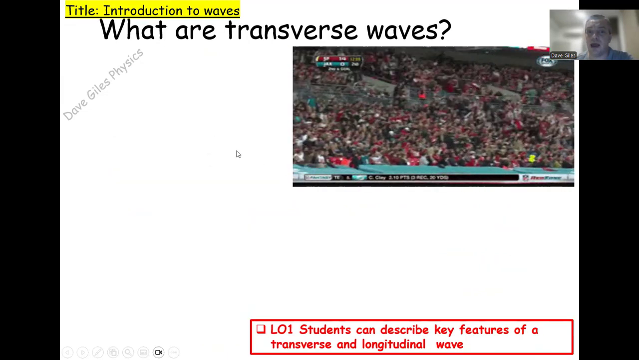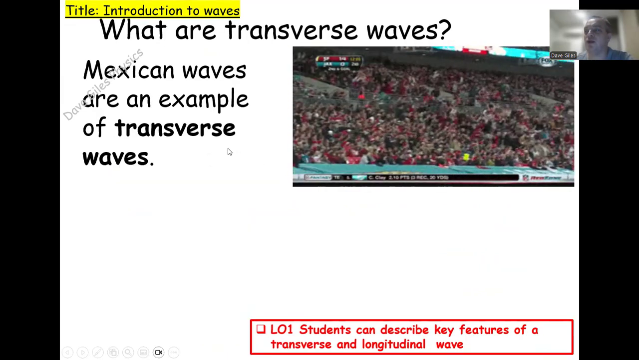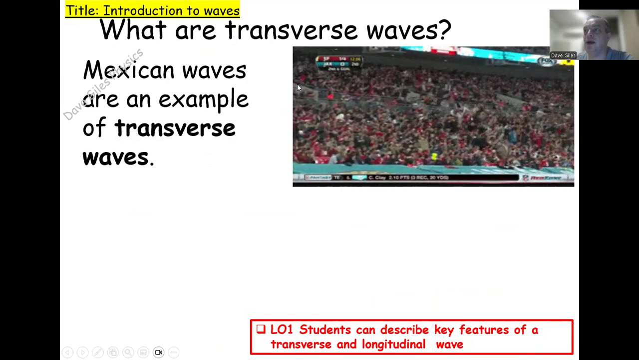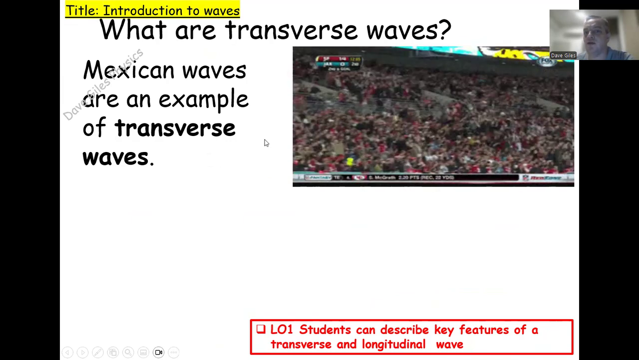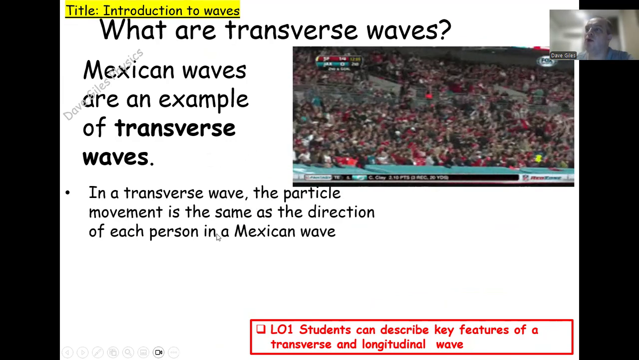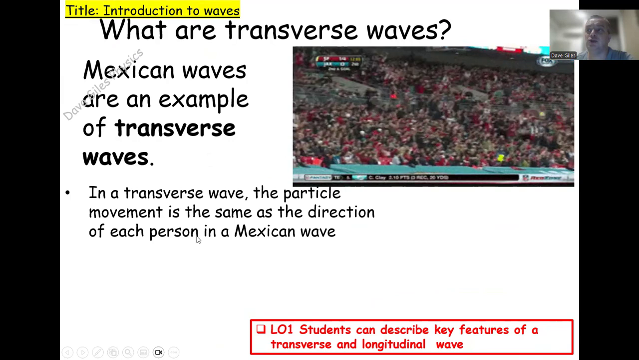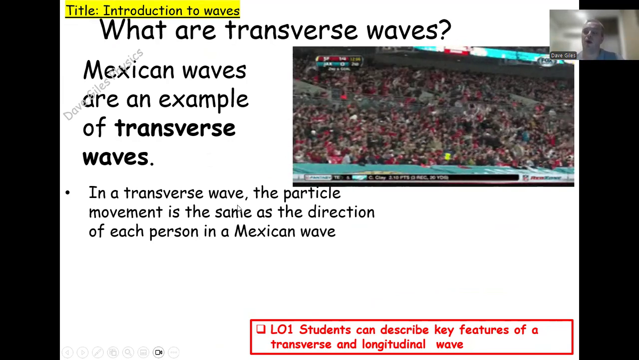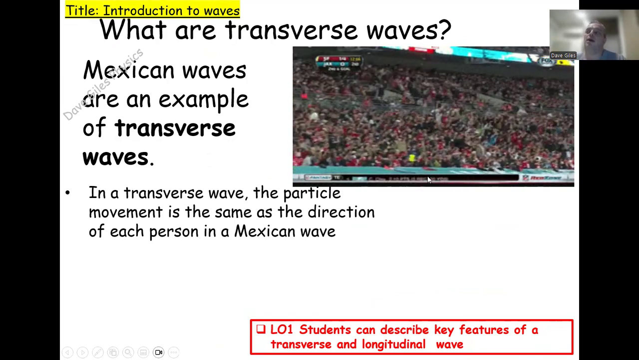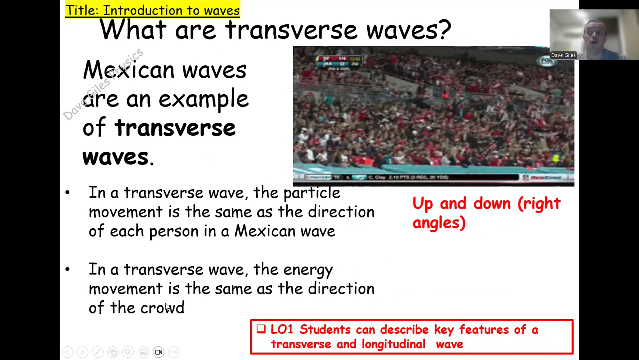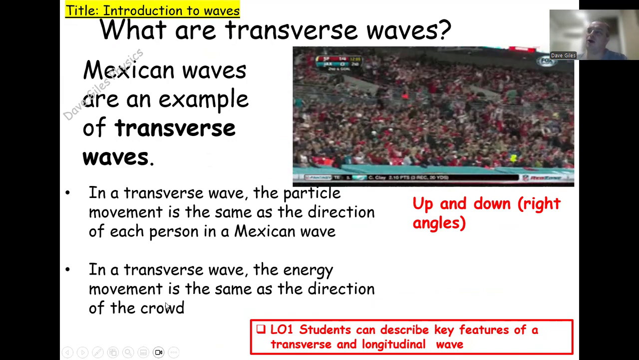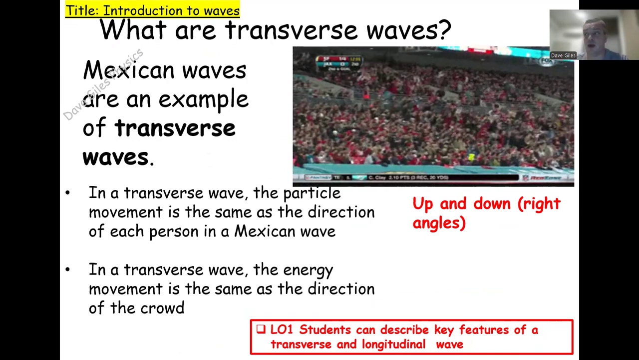Back to transverse waves. A Mexican wave, if you've ever seen one going around a stadium, is similar to a transverse wave. The particle movement is the same as the direction of each person in the Mexican wave. If you think of a Mexican wave, each individual person is moving up or down. But the energy movement is the same as the direction of the crowd. So the crowd appears to be moving from left to right or right to left.